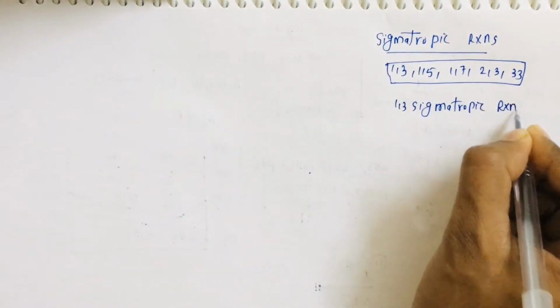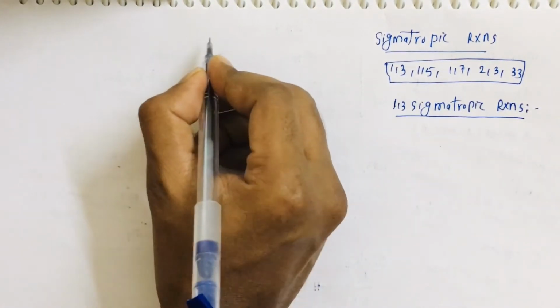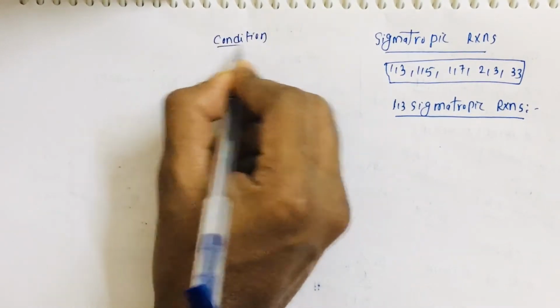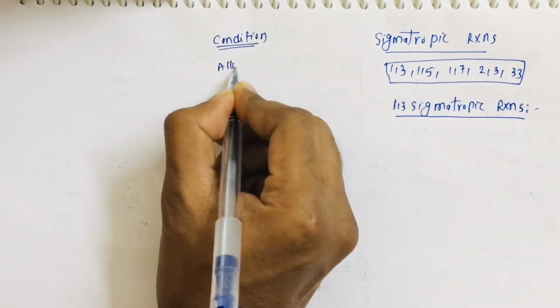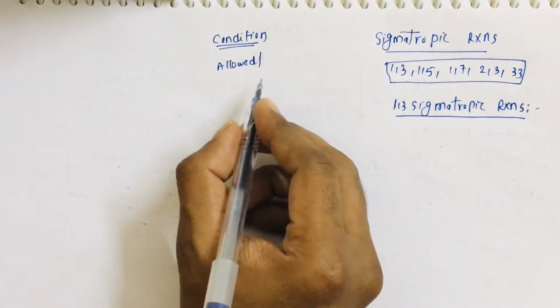So before going into this, we need to know what the conditions for sigmatropic reactions are, and what the allowed conditions and the forbidden conditions are. Those things we have to see in sigmatropic reactions.